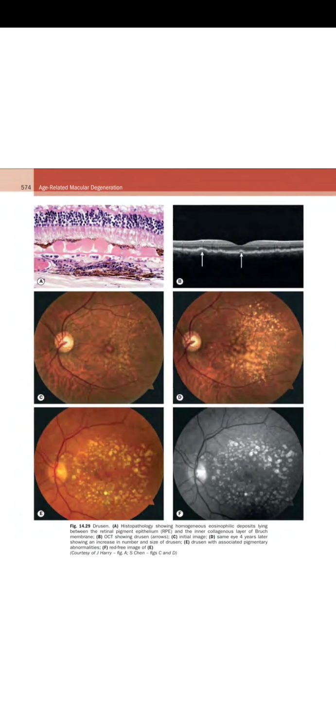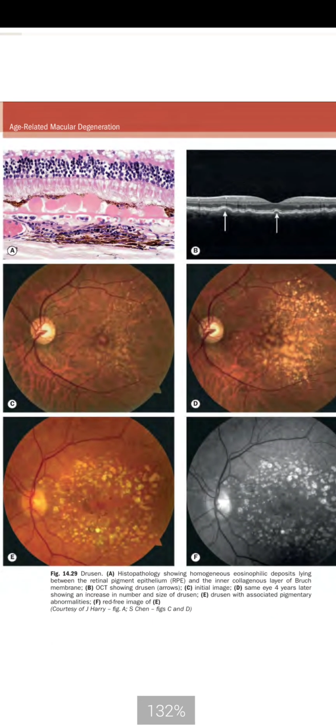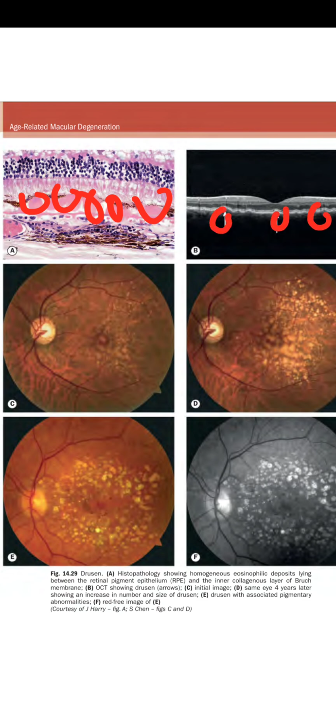So let's see figure 14.29. It is showing drusens. A, histopathology showing homogeneous eosinophilic deposits lying between the retinal pigment epithelium and the inner collagenous layer of the Bruch membrane. So you can see the material, the deposits can be seen. B is showing OCT showing drusens. So this arrow is just beneath the RPE. You can see that there is a lesion.